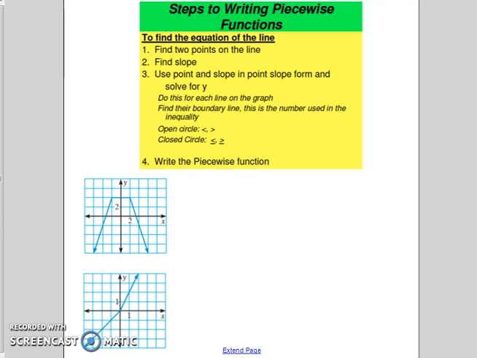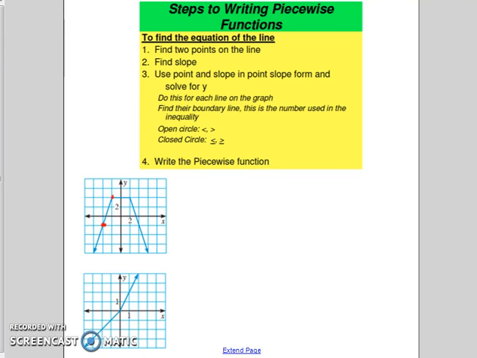So when you're finding the equation of a line, the first thing you want to do is find 2 points on the line, so that way you can find the slope, and then you use that point and the slope in point-slope form, and you solve for y. So if we look at this first graph, I'm going to pick 2 points on that graph. I'm going to pick this point, and I'm going to pick this point.